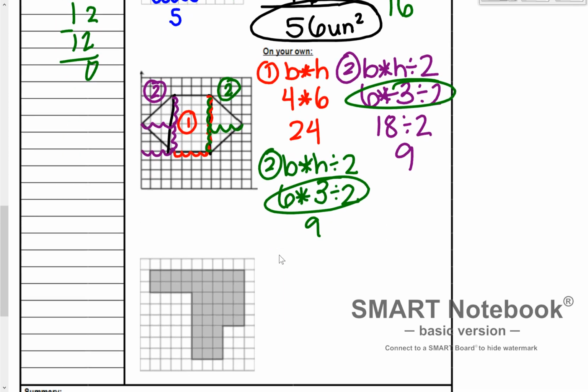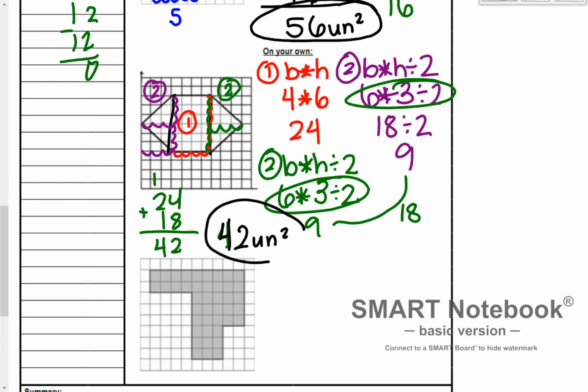Now I'm going to add up 24, 9, and 9. I'm going to group my 2 9s together because I know those make 18. And then I can stack 24 and 18. 8 plus 4 is 12. Final answer would be 42 units squared.